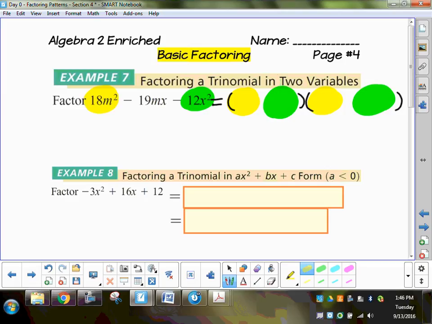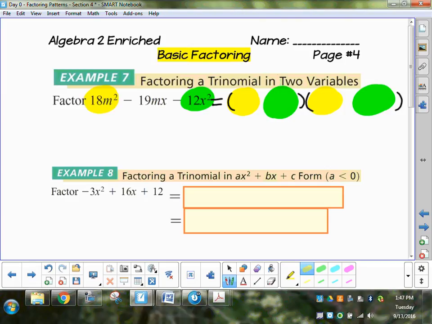So let's start off with this. Hands up, please, if you can tell me one candidate to go into those yellow positions. Yep. Yeah, 9m and 2m. Hands up, please, if you can tell me another one. We've got 9m and 2m so far. What's another one? Go ahead. 18m and 1m. What's another one?